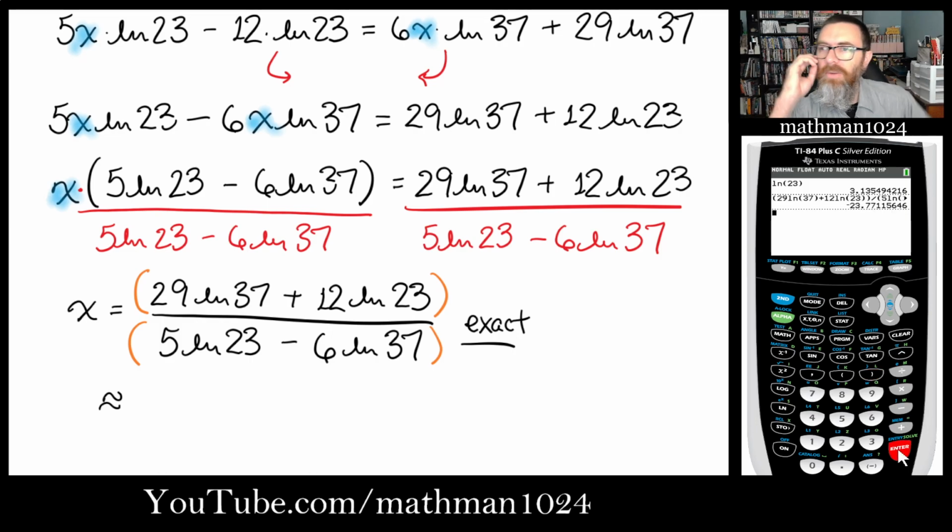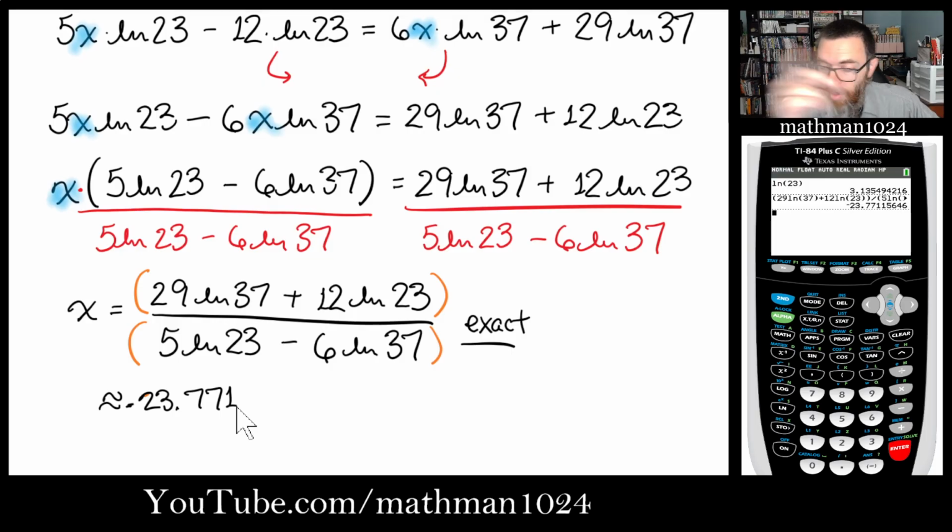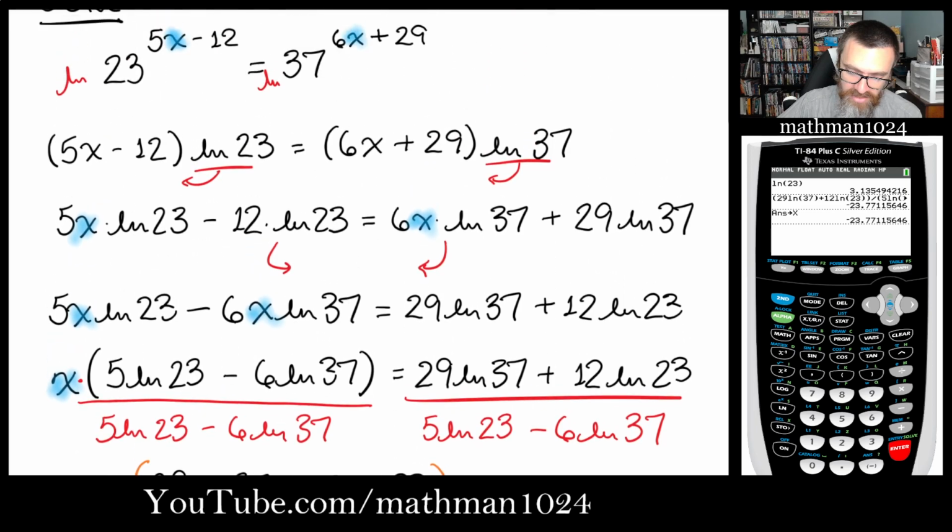Let's see, what do we get here? Okay, so our answer is approximately negative 23.771. Okay, now let's check this real quick. If I store this into x, now let's check to make sure that what I have on both the left side and the right side is the same value.